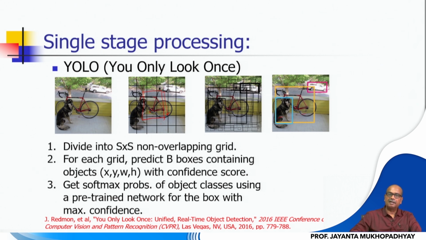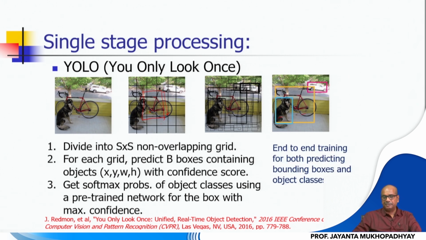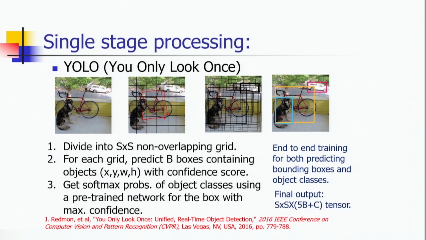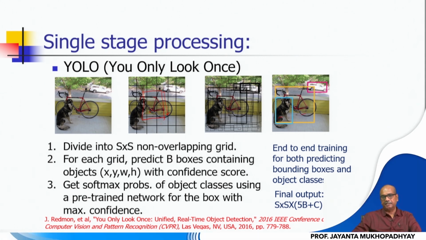This is car. So in this way, you get both localization of the object and also its class. So we have end-to-end training for both predicting bounding boxes and object classes. And the final output would be, as you understand, that for each grid, you are predicting this.